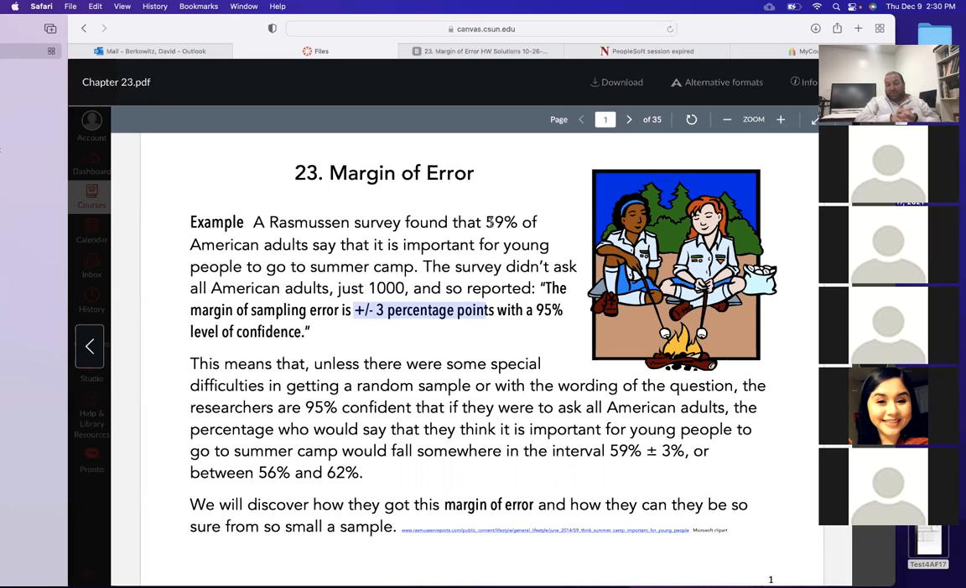Is it actually between those numbers? I don't know. Maybe, maybe not. But I'm 95% confident that it is. And if I want to be more confident, I just take a wider interval. The more confident you are, think of it like a net. The more confident you are, the bigger the net, the bigger the interval. A bigger interval is more likely to catch the true value. So you want to be more confident, make it bigger.